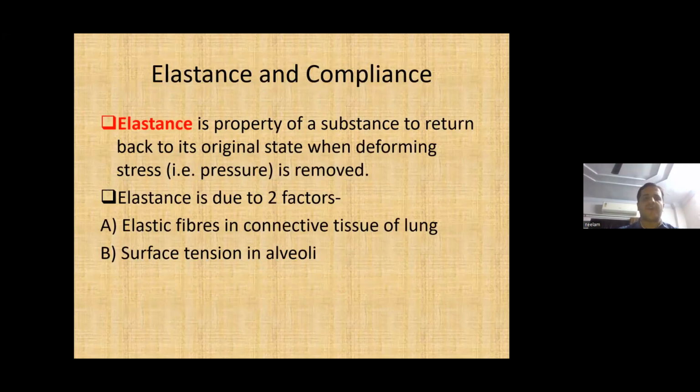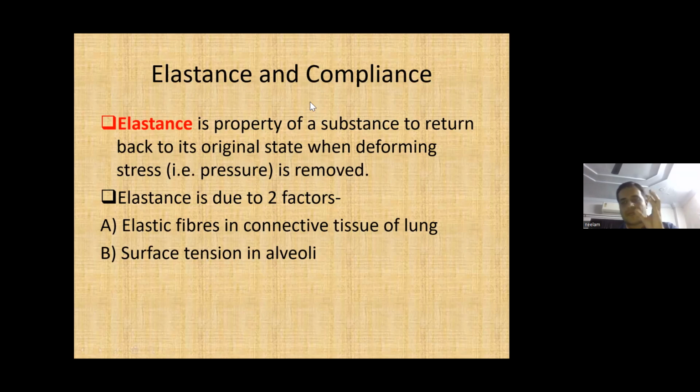Okay, then coming to a very important concept of elastance and compliance. Most of us know about it, but still I would like to touch upon it in a little more detail. Elastance is actually nothing but the property of any substance to get back to its original shape whenever a deforming stress is removed. Here in this case, it will be a pressure. As soon as you remove the pressure, the object tends to go back to its original shape.